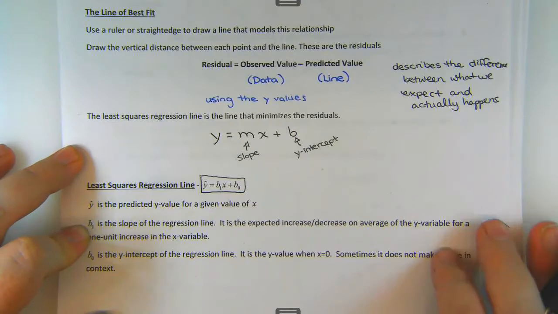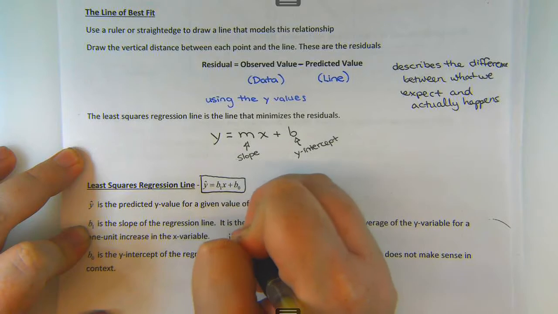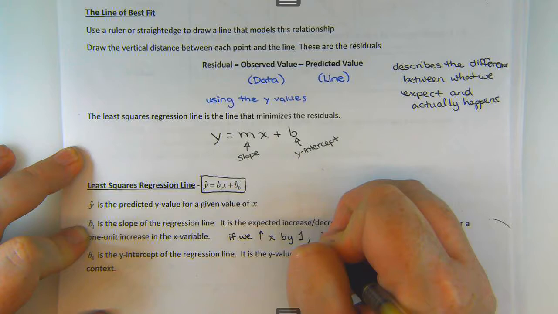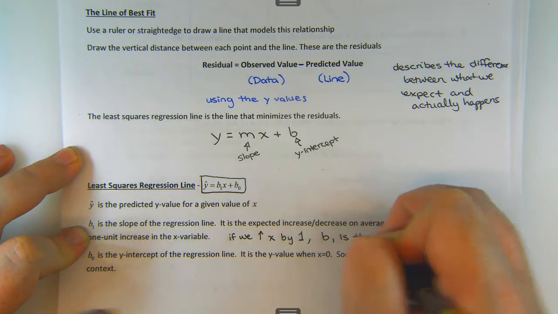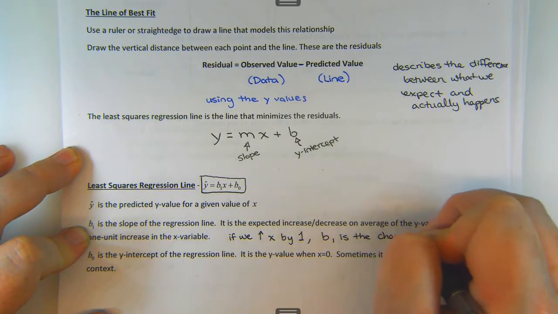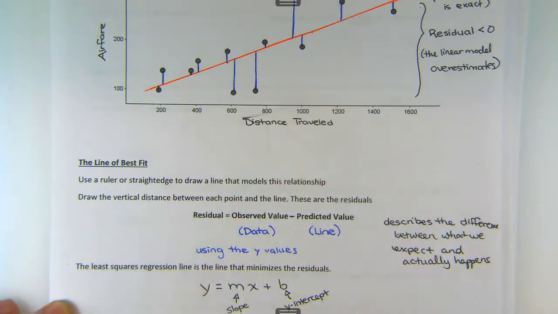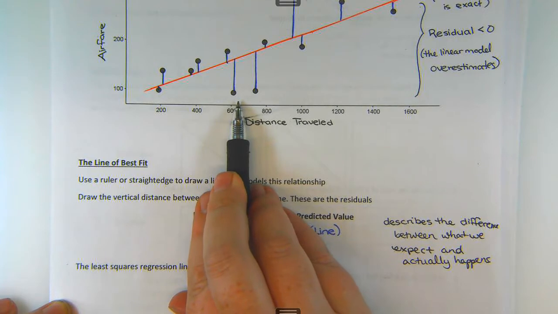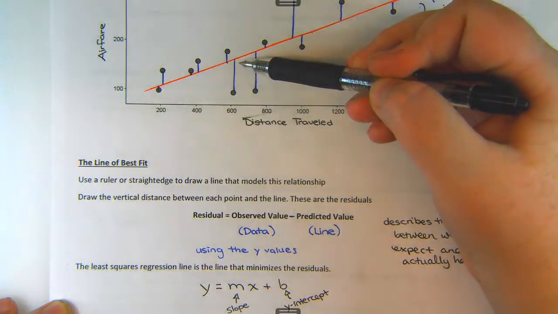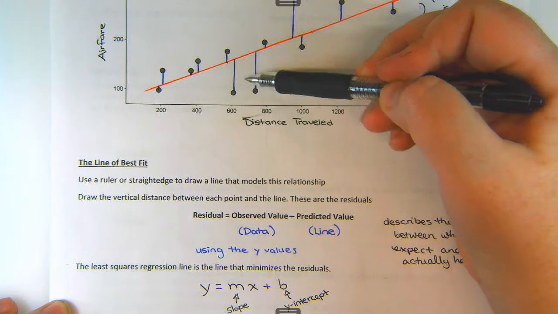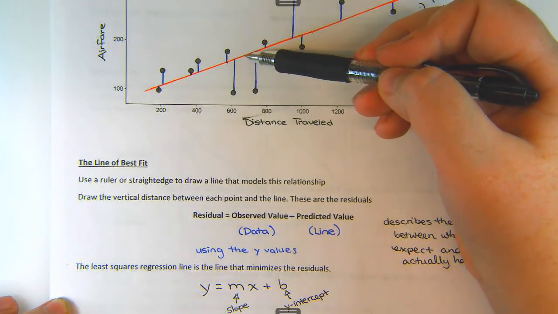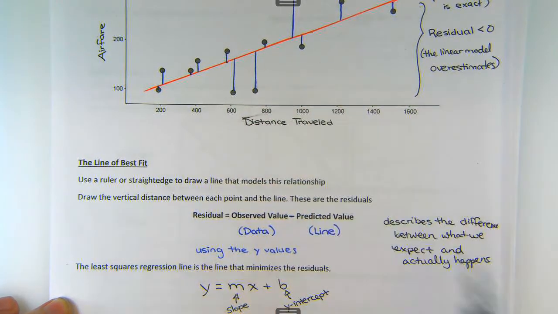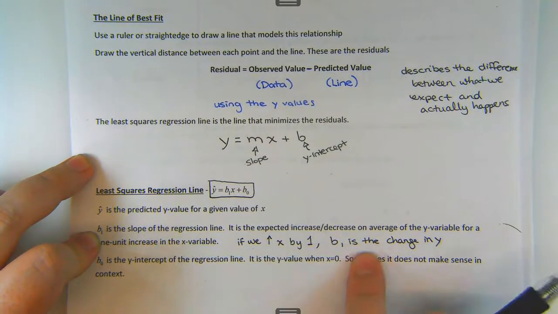How we often describe slope is: if we increase our x value by 1, our slope is the change in y. The idea being if we change, in this case, our distance by 1 unit, so just go up by 1 mile, the slope is telling us how our airfare changes. If it's positive, it's describing an increase in airfare. If we had a negative slope, it would be describing a decrease in airfare. So we can use that sign to throw in the word increase versus decrease.